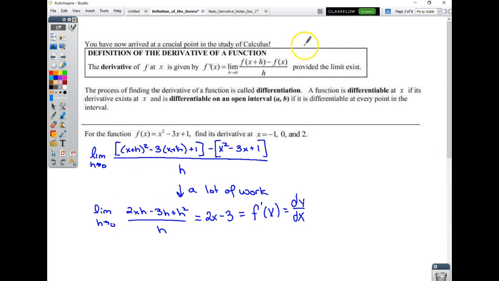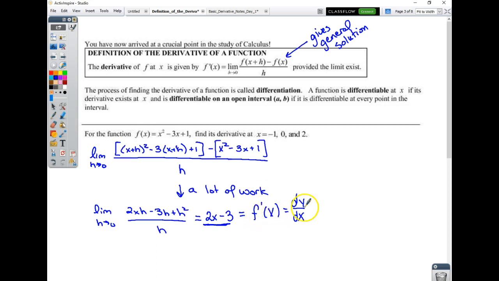One more thing about this. This gives a general solution. What do I mean by that? I mean that when you plug in and you actually do that problem, you will get some sort of functional output, 2x minus 3. That equation can be used to find the slope of that tangent line at any point along the curve.